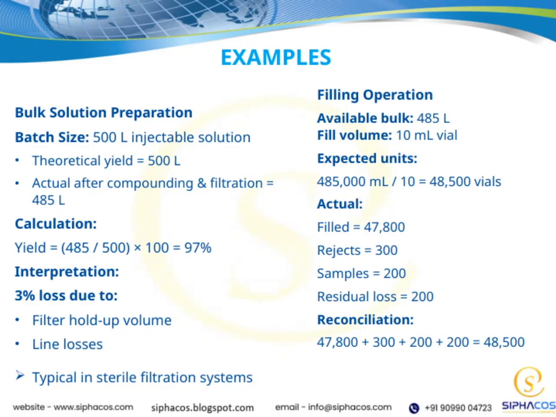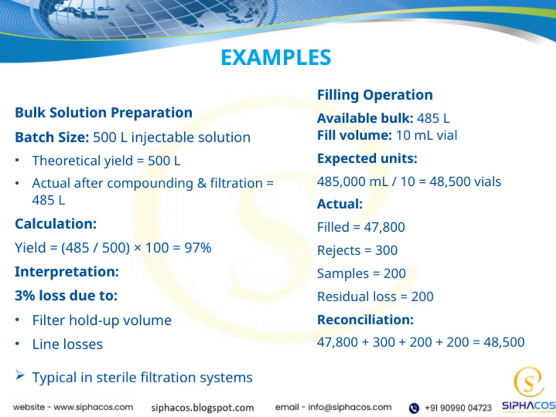Now, let's take a closer look at the filling operation. We started with an available bulk volume of 485 liters, which is used to fill 10 ml vials. If we do the simple calculation, dividing 485,000 ml by 10 ml per vial, we expect to produce around 48,500 vials. However, in practice, we actually filled 47,800 vials.